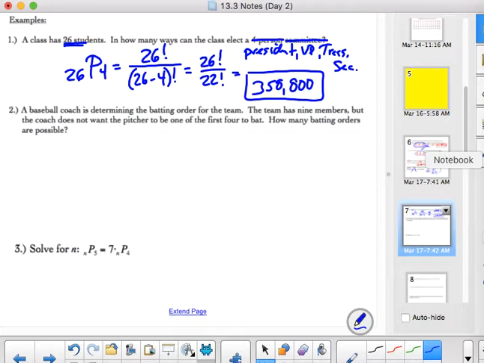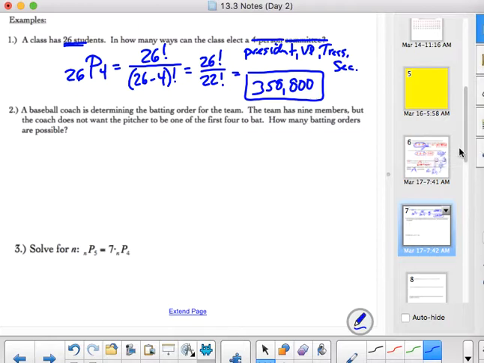If you want to take a look at question 2, a baseball coach is determining the batting order for the team. The team has 9 members, but the coach does not want the pitcher to be one of the first 4 to bat. How many batting orders are possible? Okay, so this one's a little bit trickier. We have to consider a couple different options here.